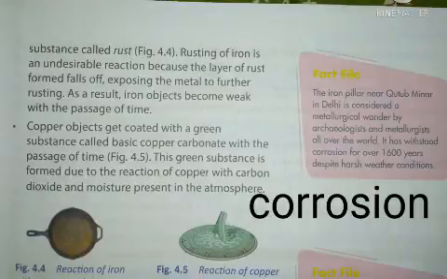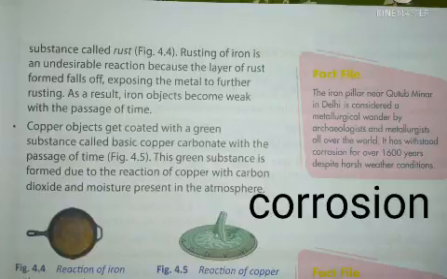Let us understand a fact file. The iron pillar near Qutub Minar in Delhi, Mehrauli, is considered a metallurgical wonder by archaeologists and metallurgists all over the world. It has withstood corrosion for over 1600 years despite the harsh weather conditions. Copper objects even get coated with a green substance called basic copper carbonate with the passage of time. This green substance is formed due to the reaction of copper with carbon dioxide and moisture present in the atmosphere.